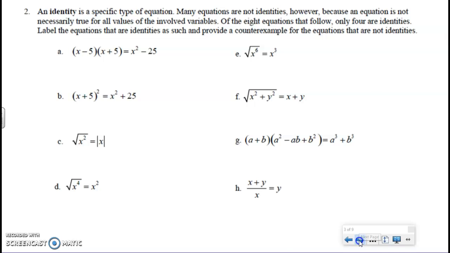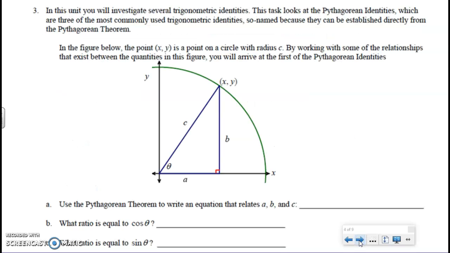Okay, we've been talking about the unit circle a lot, and in this unit we're going to investigate trig identities. This one, we look at Pythagorean identities, which are 3 of the most commonly used identities, and we get them from the Pythagorean theorem and the unit circle.